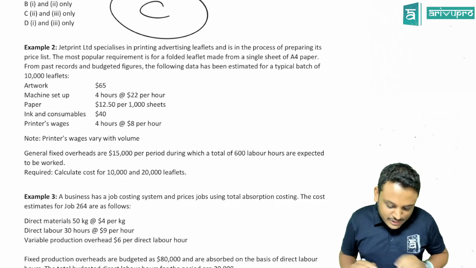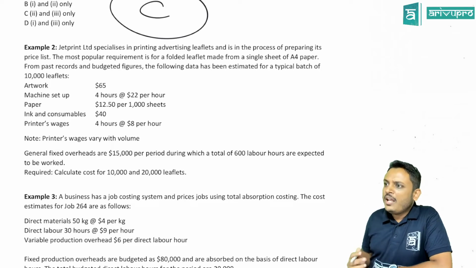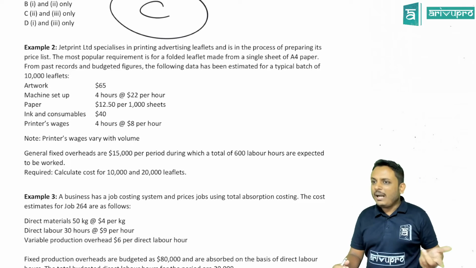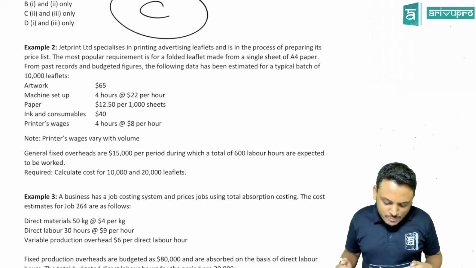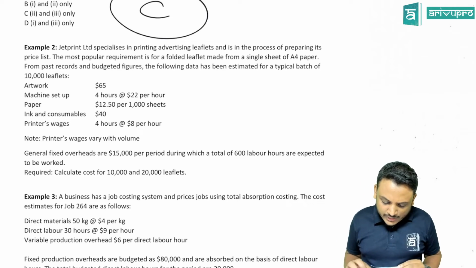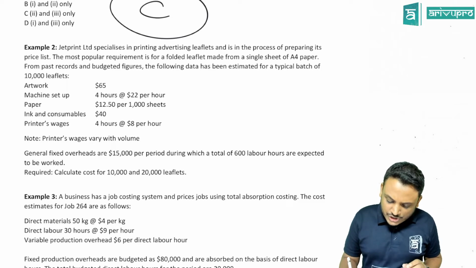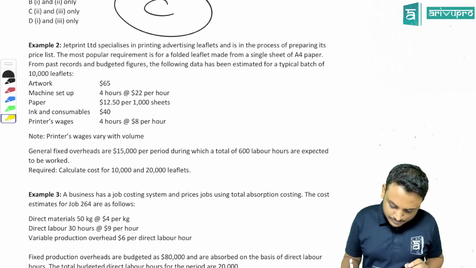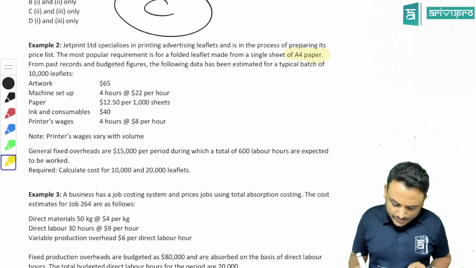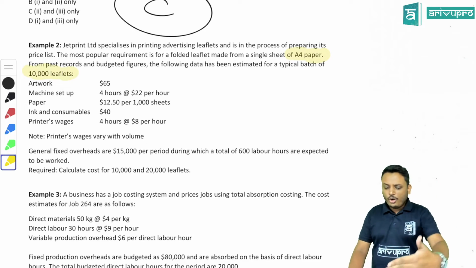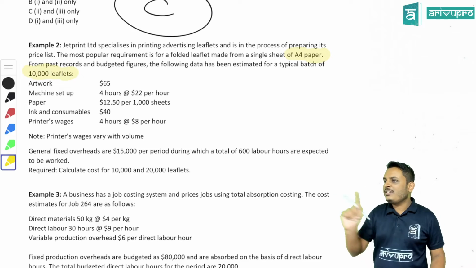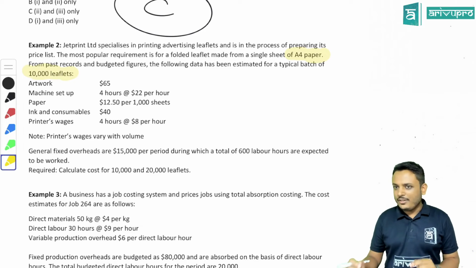Jetprint specializes in printing advertising leaflets. When you are printing leaflets, you print individual leaflets or bulk? Normally we print bulk, therefore it's a batch costing example. The most popular requirement is a folded leaflet made from a single A4 sheet. From past records and budgeted figures, the following data is estimated for a batch of 10,000 leaflets. So one batch is how many leaflets? A batch of 10,000 leaflets. Clear?